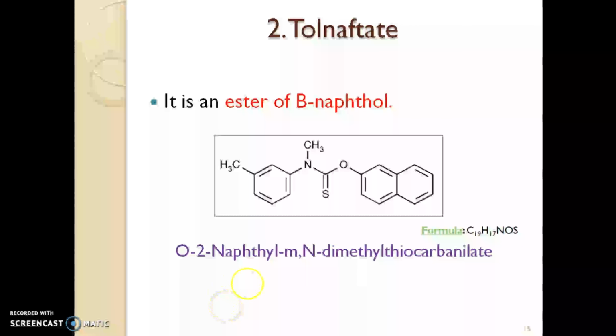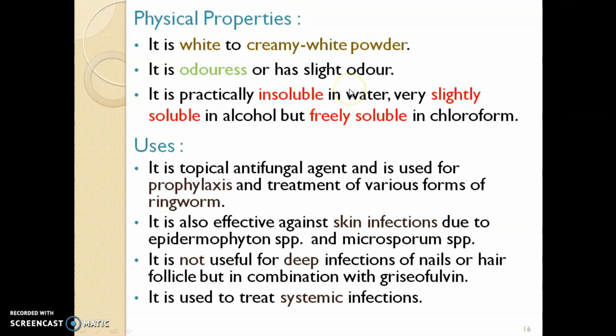Tolnaftate is an ester of beta-naphthol having chemical formula C19H17NOS, and the structure is given to you, having 3 benzene rings. Next point is physical properties. This is white to creamy white in color, and odorless. It is practically insoluble in water, very slightly soluble in alcohol, but freely soluble in chloroform.